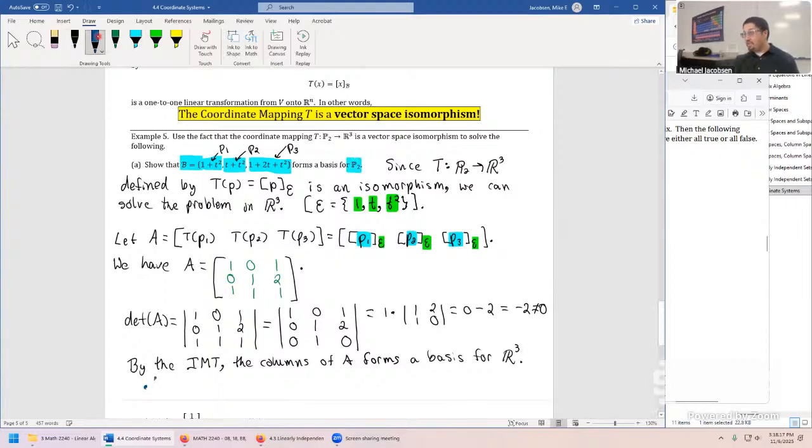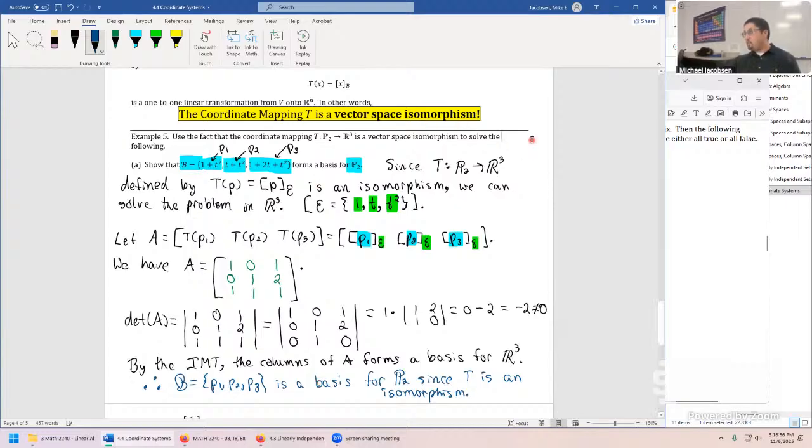So here's our big conclusion. Therefore, B, consisting of those original polynomials P1, P2, P3, defined above right after part A, is a basis for P2 since T is an isomorphism. So that's a really slick way to show you have a basis for a more complicated looking vector space. It's a function space, a polynomial one.